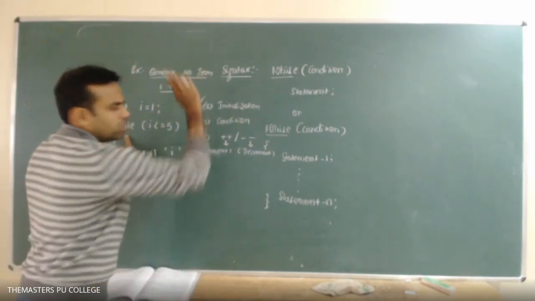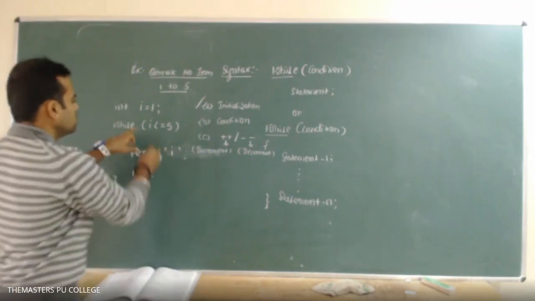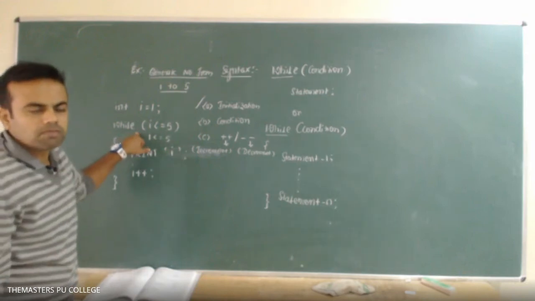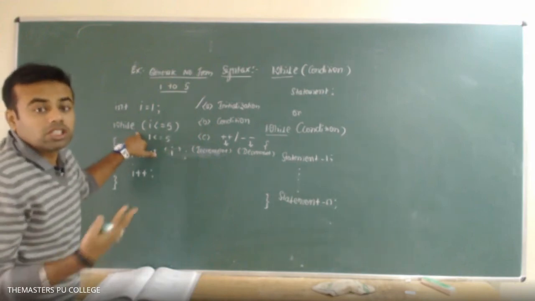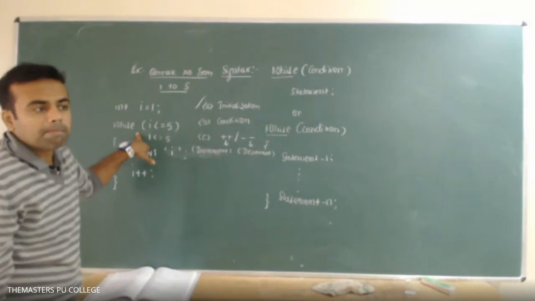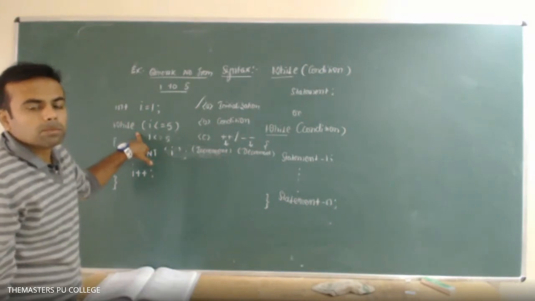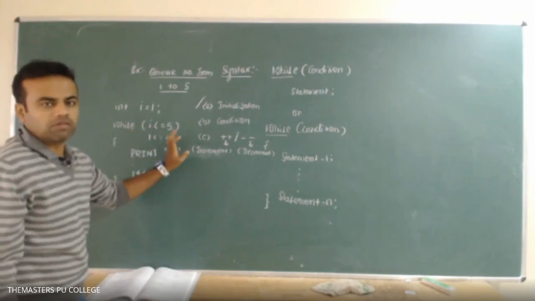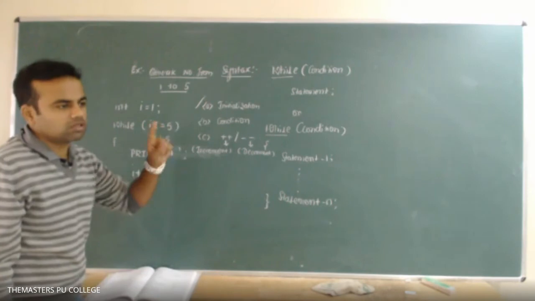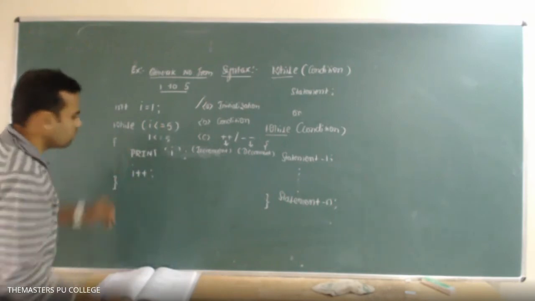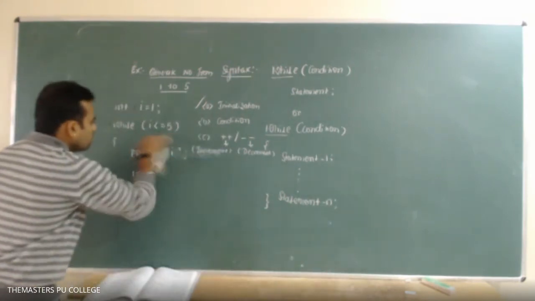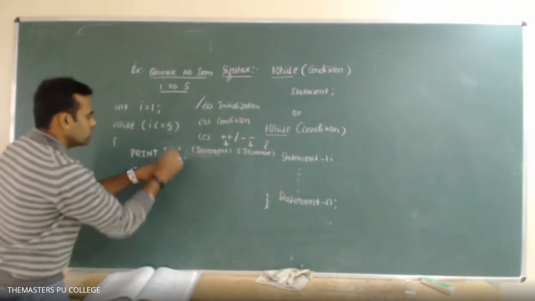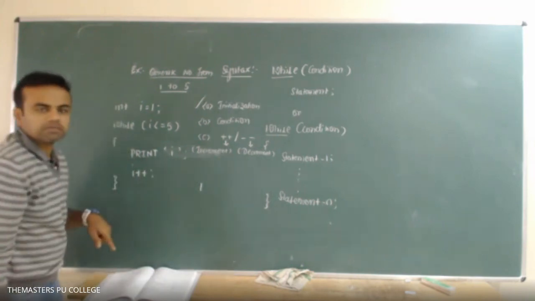Second step: initialization is over, so it checks the condition. 1 is less than or equal to 5. Is this condition true or false? True. Then what happens here? It prints the value; it executes the statement. So what will be printed? 1 will be printed.